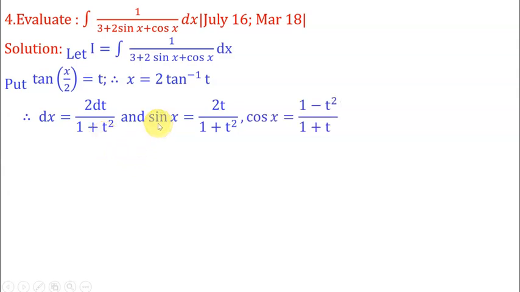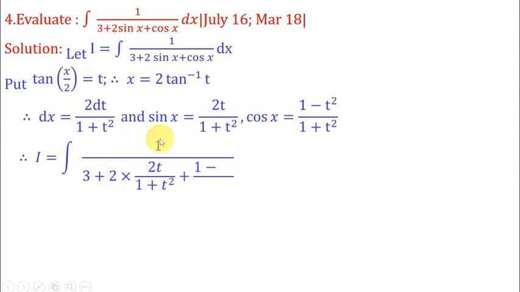The values of sin x and cos x will be required here in terms of t. What is the value of sin x? Sin x is equal to 2t upon 1 plus t square. Cos x is equal to 1 minus t square upon 1 plus t square. Therefore, I is equal to the integral of 1 upon, now substitute the values. The value of dx is 2 upon 1 plus t square into dt. Substitute the values of sin x and cos x.